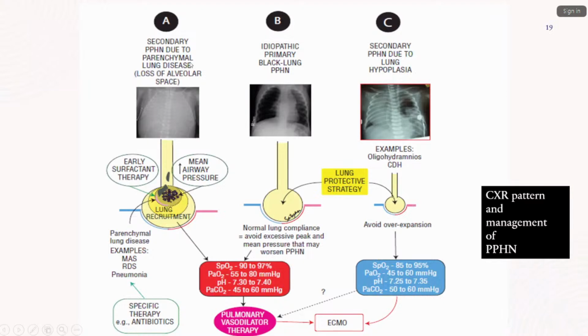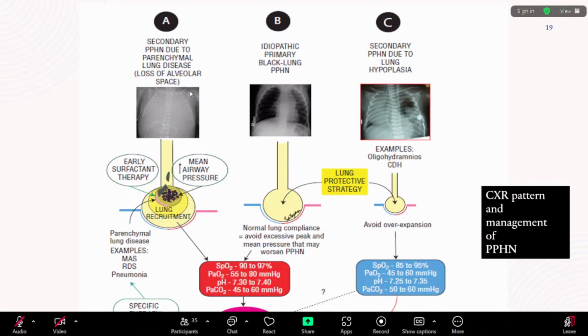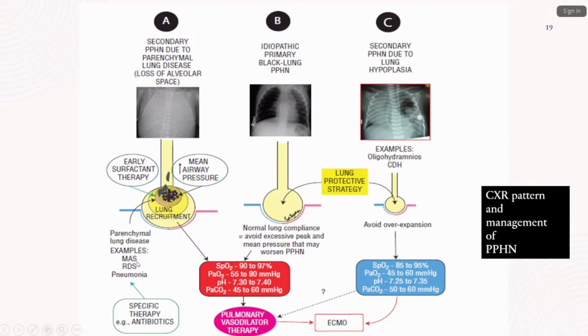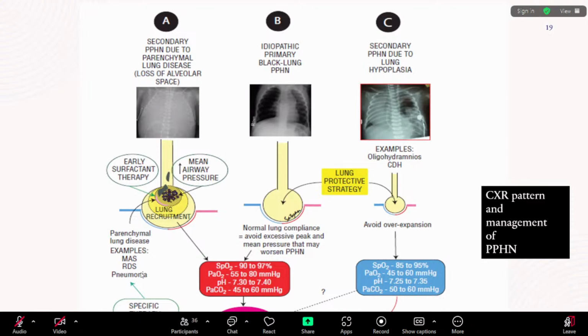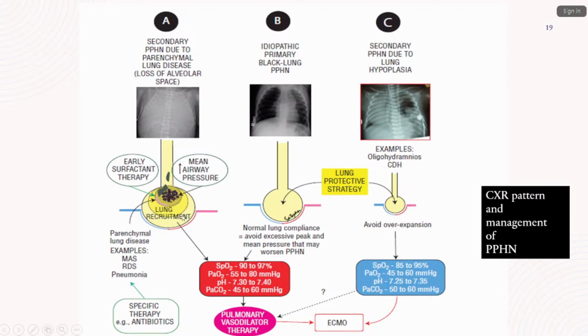One is secondary PPHN due to parenchymal lung disease, due to loss of lung alveolar space like HMD. Second is idiopathic pulmonary hypertension, that is black lung PPHN. And third is secondary PPHN due to lung hypoplasia like CDH. So in the first case, we give early surfactant therapy for lung recruitment, and other causes are also there like meconium aspiration syndrome. Then pneumonia is also one of the major causes.